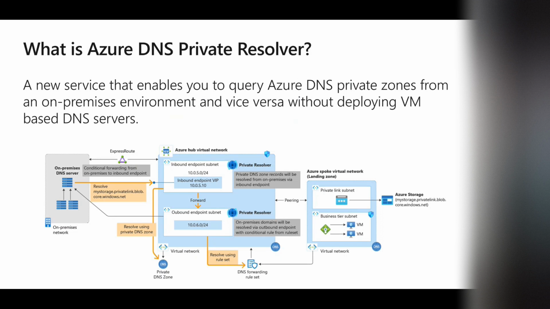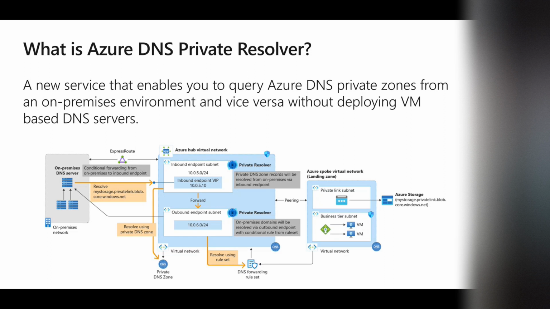So think of this picture. You have here three VNets. You have a hub VNet, which is the central VNet. That's where your private resolver is deployed. Then you have your on-prem network that is connected to the hub through ExpressRoute or site-to-site VPN. And then you have your spokes, and they are basically running services and things like that.